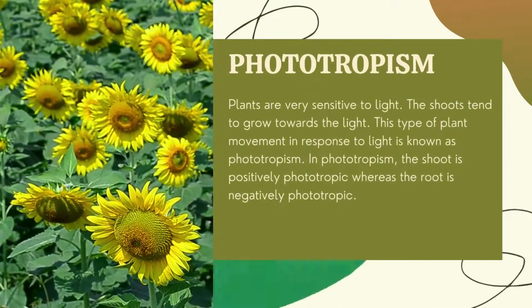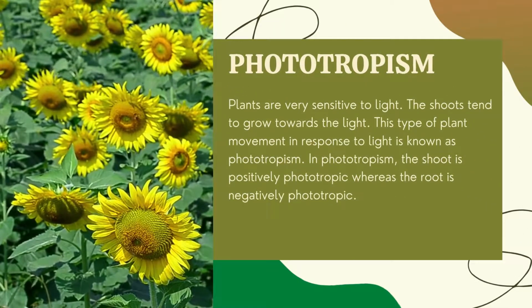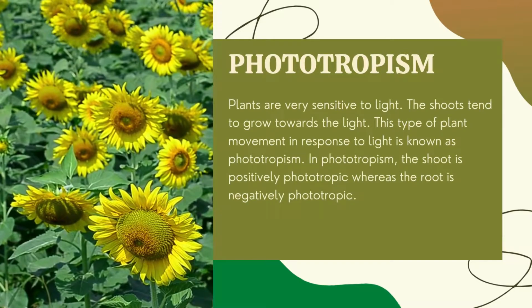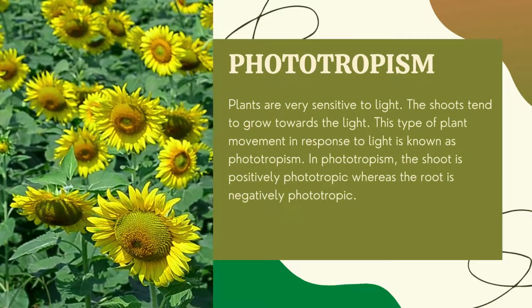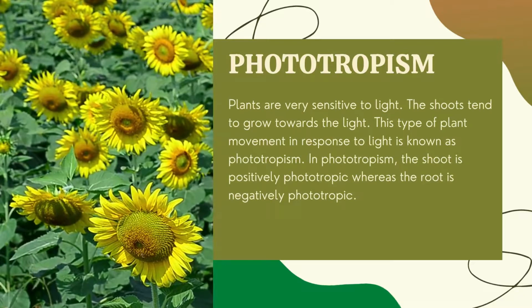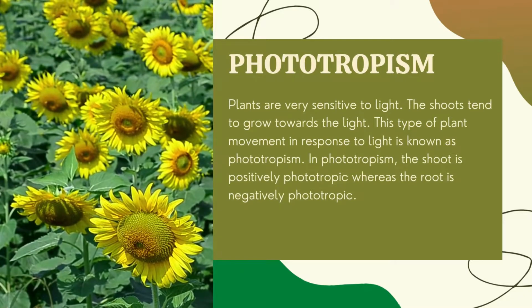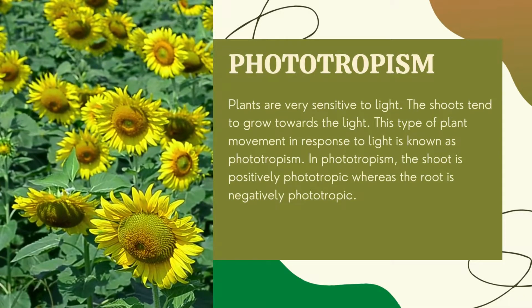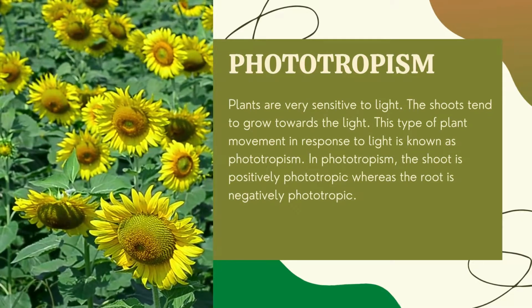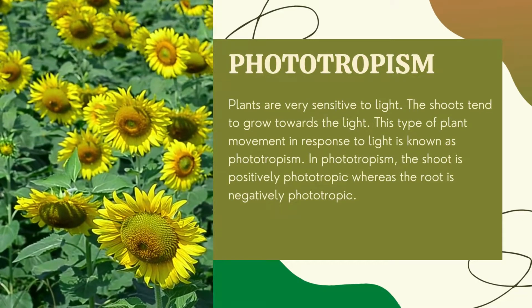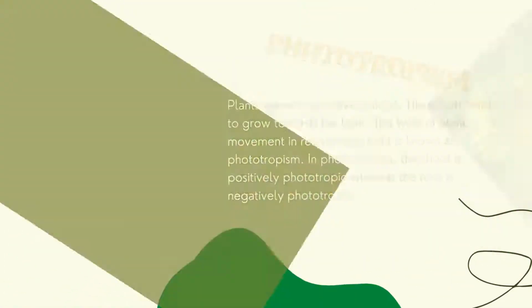Plants are very sensitive to light. The shoot tend to grow towards the light. This type of plant movement in response to light is known as phototrophism. In phototrophism, the shoot is positively phototrophic, whereas the root is negatively phototrophic.